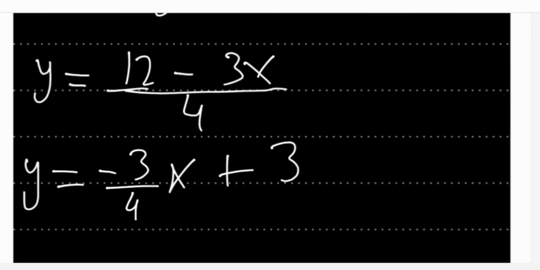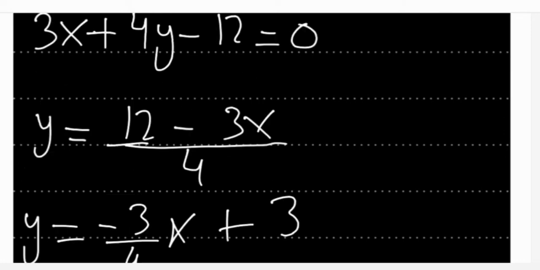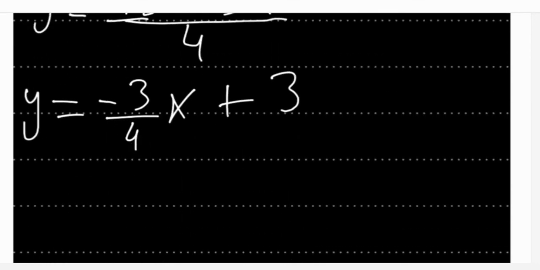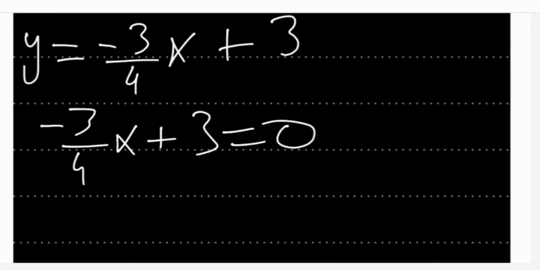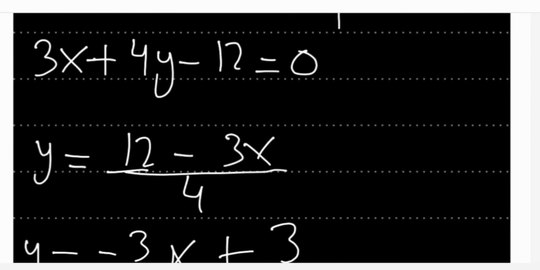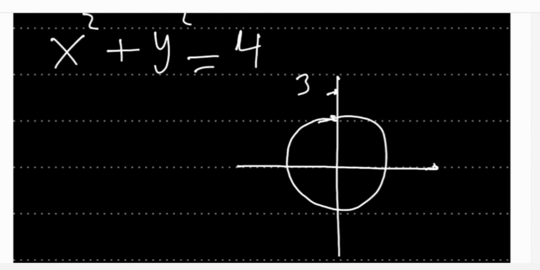So 3 is the linear coefficient, so it tells you where we are cutting the y-axis, so it would be here, right? So this is 3 because over here is 2. And then we can find where it cuts the x-axis. Let's say that minus 3 divided by 4 x plus 3 is equal to 0, so that we can find where y is 0. So x is equal to 4. So over here it cuts at 4. So it's basically like this.